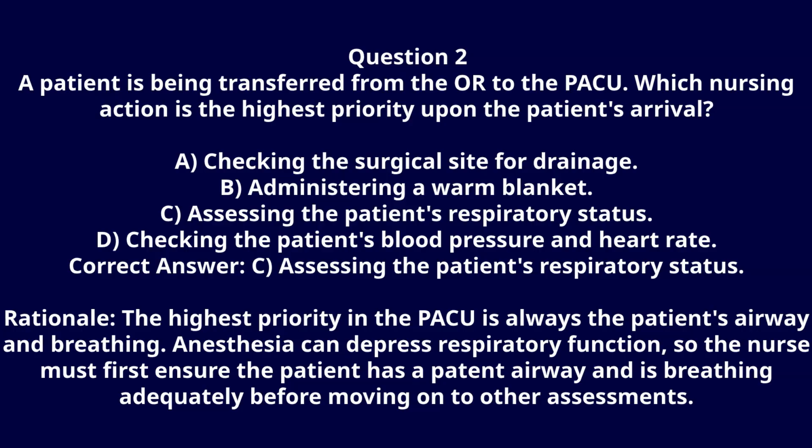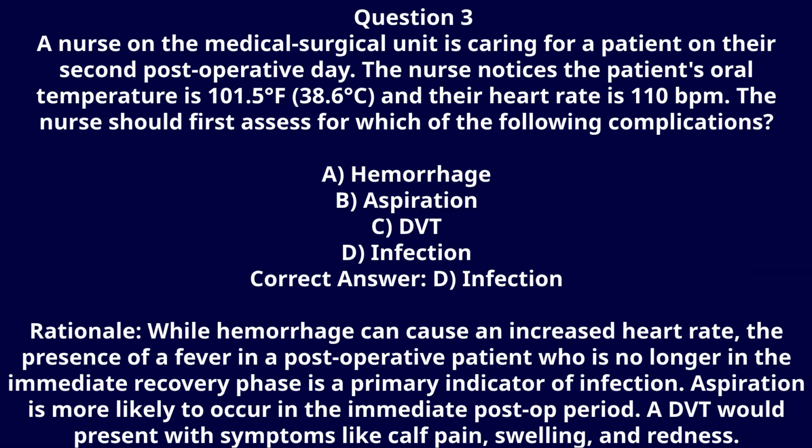Rationale: the highest priority in the PACU is always the patient's airway and breathing. Anesthesia can depress respiratory function, so the nurse must first ensure the patient has a patent airway and is breathing adequately before moving on to other assessments. Question 3. A nurse on the medical surgical unit is caring for a patient on their second postoperative day. The nurse notices the patient's oral temperature is 101.5 degrees Fahrenheit, 38.6 degrees Celsius, and their heart rate is 110 BPM.